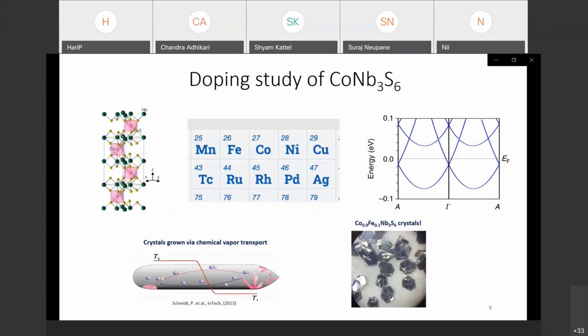What we did was dope cobalt niobium-3 sulfur-6 at the cobalt sites. We first doped with iron in order to add holes. This was expected to lower the Fermi energy, as shown right here. We then also doped with nickel, adding electrons, which was expected to push the Fermi energy further up into the electron pocket and farther away from the Weyl node. Our crystals that we measured were grown via chemical vapor transport. And on the right, you can see an image of some of our 10% iron doped samples.